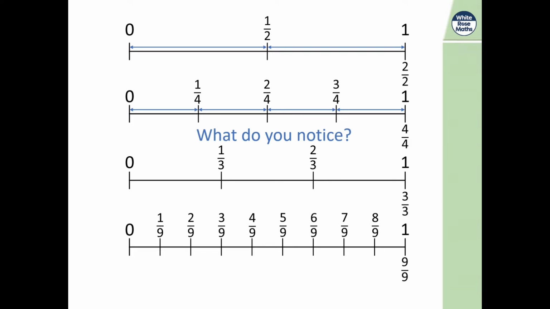Each of the number lines start with 0 and end in 1. Each have sections that are of equal sizes in each number line. I also saw that a half was the same as 2/4, and a third was the same as 3/9. What was different? There's a different number of equal sections in each number line.